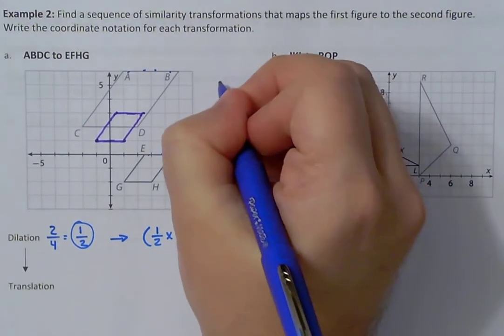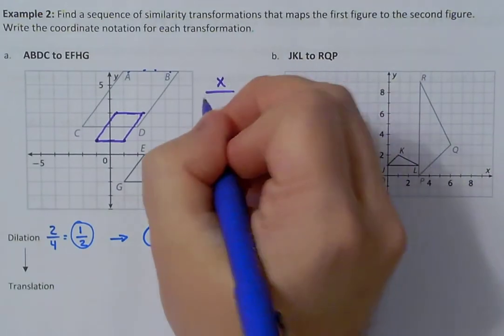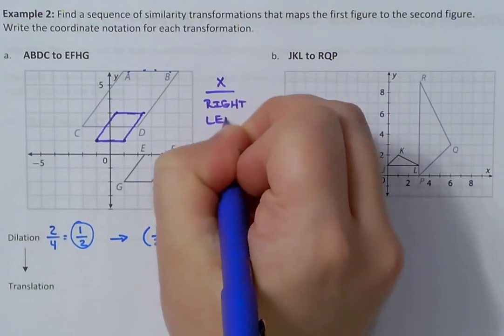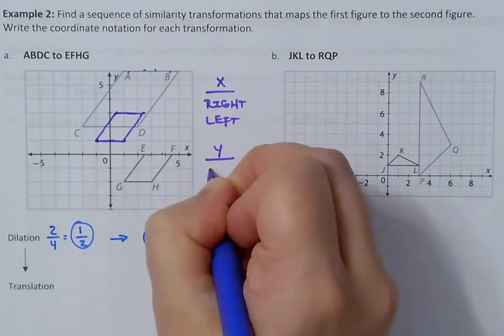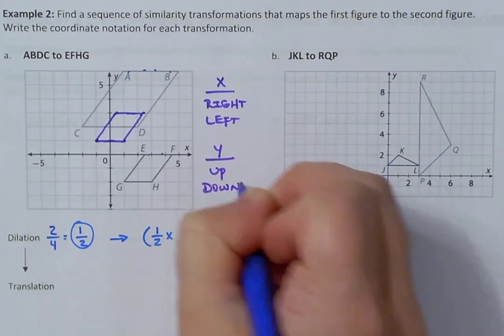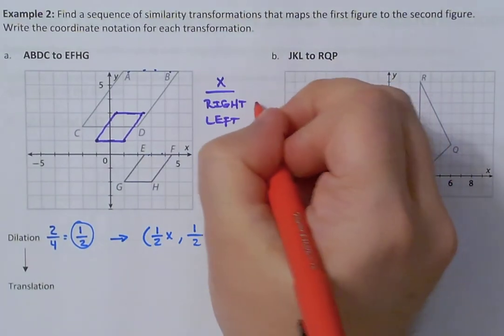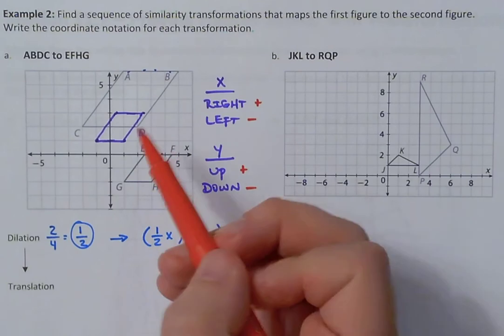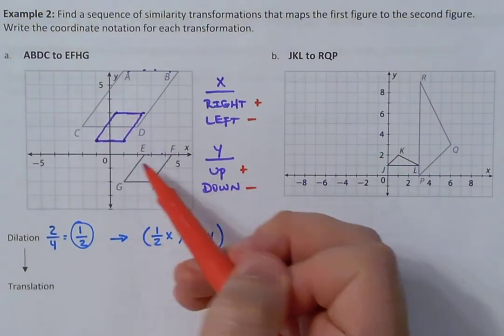Remember that x is going to affect it right or left. And then if we change the y, that's going to move it up or down. And also remember, right and up is a positive direction, whereas left and down is considered a negative direction. So if I were to add 3 to x, it's going to move it to the right 3. If I were to subtract 3 from x, it moves it to the left 3. Same for y, it moves it up 3 if you add, and then down 3 if you subtract. So now that we have dilated this shape, we have the same shape as this one.